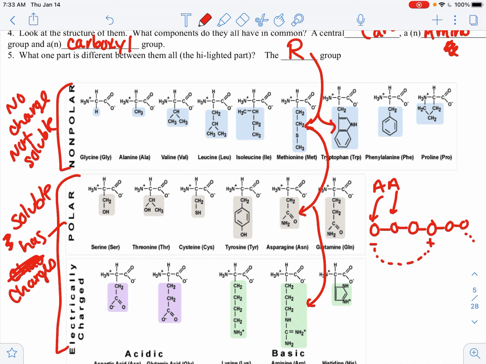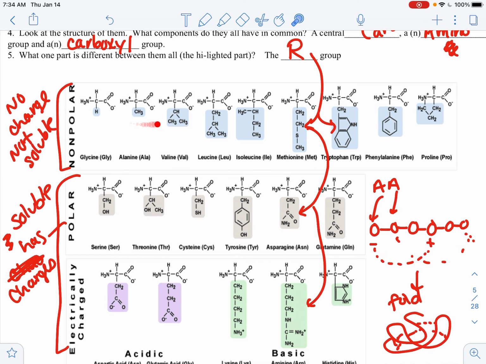And if you have a whole bunch of those attractions, this chain will fold up. I'm not going to draw the circles, but the chain will fold up into a globular shape with these attractions between positives and negatives. Okay, so we're going to see when we build proteins, it's a chain of amino acids, but then that's going to have further folding, and that's going to depend on which amino acids are in this chain and if the R groups have charges or don't.